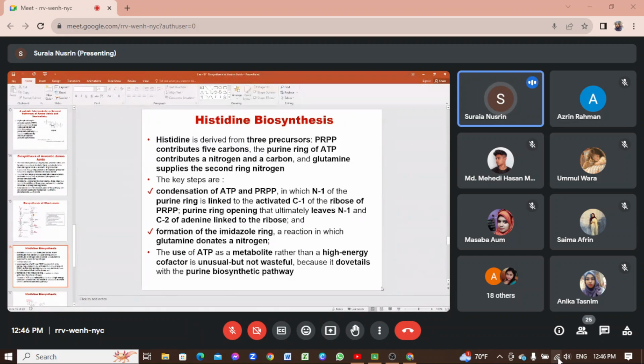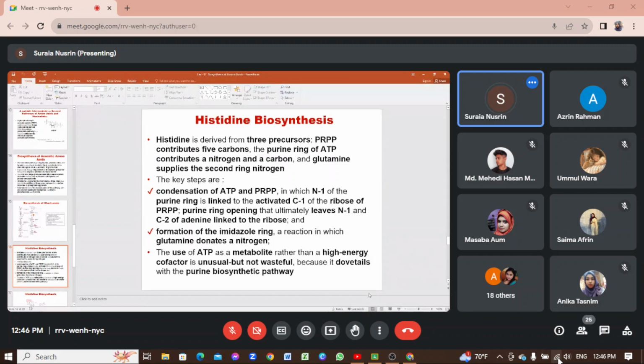Here you can see the involvement of PRPP, which we have learned is a very important intermediate. PRPP provides 5 carbons, because in its structure it has the ribose sugar, and from that ribose sugar 5 carbons are coming. Then there is ATP, whose purine ring structure provides a nitrogen and a carbon. And the amino acid glutamine provides the second ring nitrogen. That is the distribution of all the atoms of histidine.